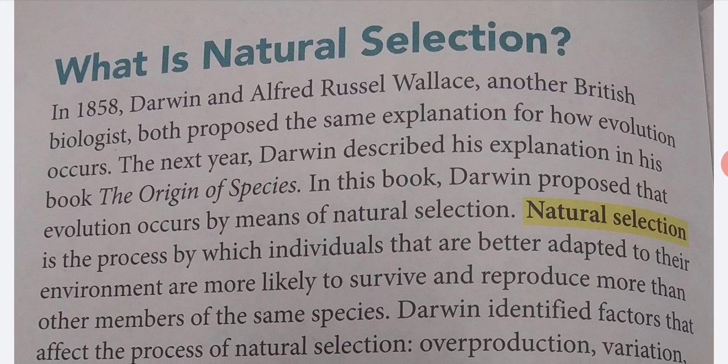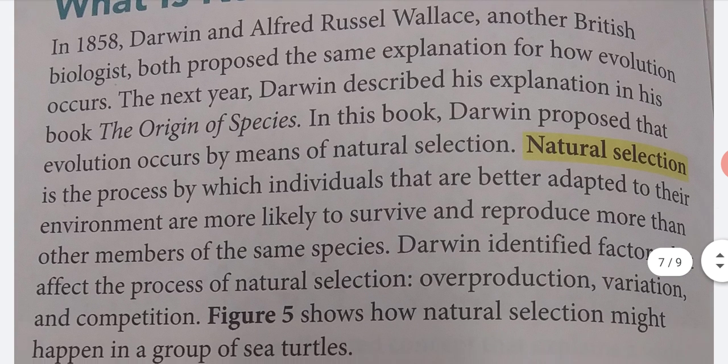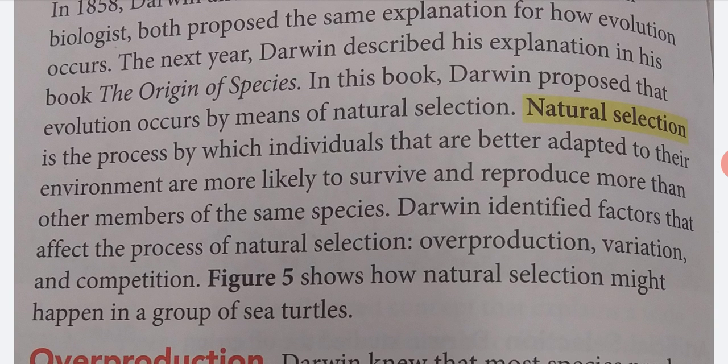What is natural selection? In 1858, Darwin and Alfred Russel Wallace, another British biologist, both proposed the same explanation for how evolution occurs. The next year, Darwin described his explanation in his book, The Origin of Species. In this book, Darwin proposed that evolution occurs by means of natural selection. Natural selection is the process by which individuals that are better adapted to their environment are more likely to survive and reproduce more than other members of the same species. Darwin identified factors that affect the process of natural selection: overproduction, variation, and competition. Figure 5 shows how natural selection might happen in a group of sea turtles.